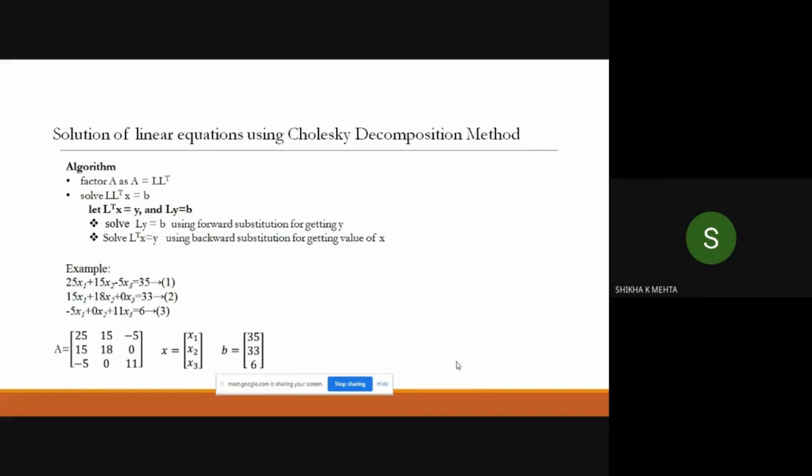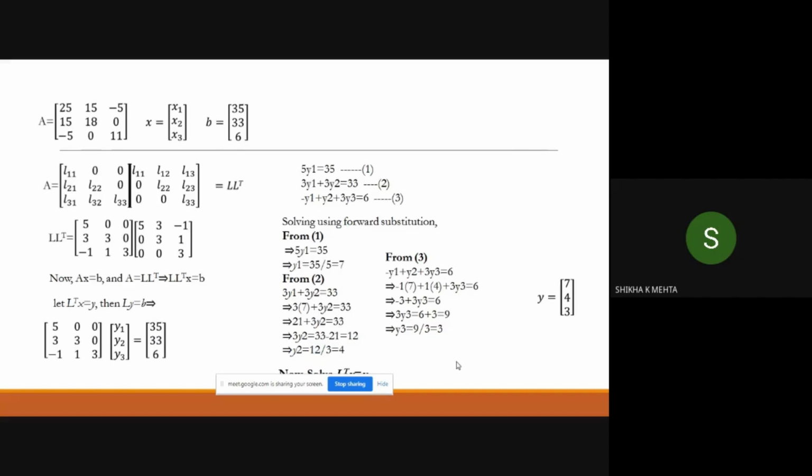So using these linear equations, we have Ax is equal to B. Now we have seen that Ax is equal to B, and A we said we can represent using the dot product of these two triangular matrices. So that means A is equal to the dot product of these two matrices that we have computed.